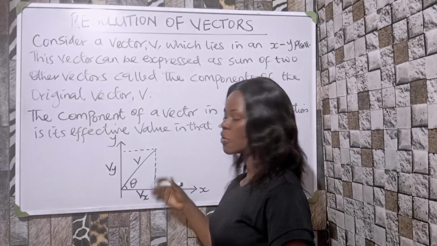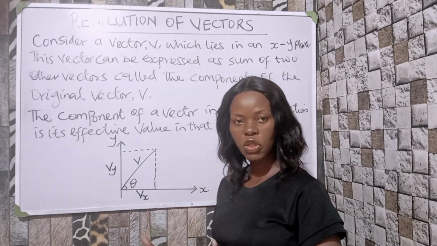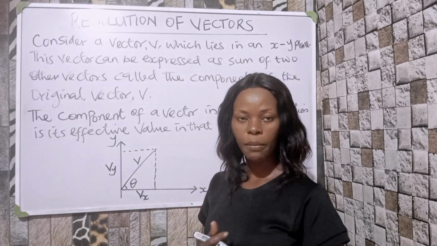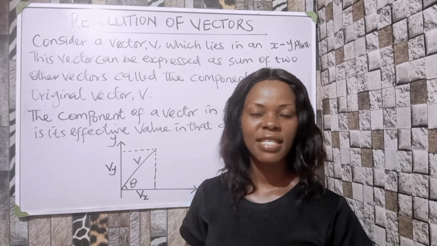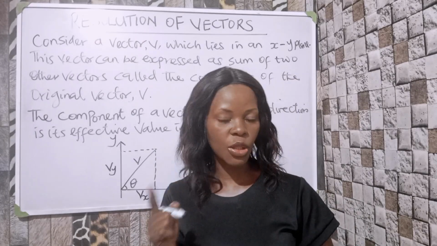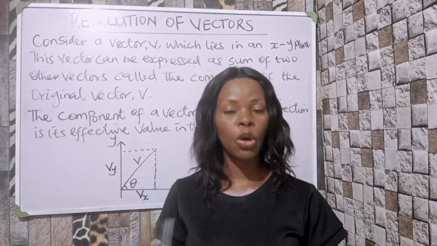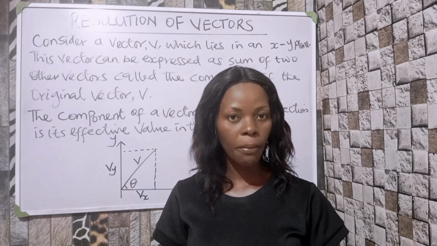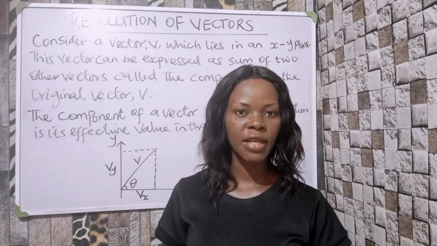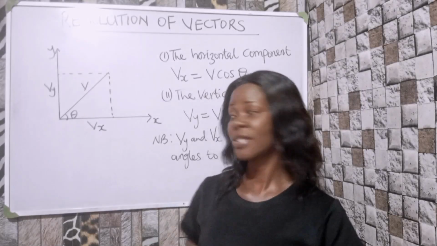I'm going to explain to you how to resolve vectors into the horizontal component and the vertical component. So you have to understand that a single vector, one vector, can be resolved into horizontal and vertical components. So let's see how we can do that.